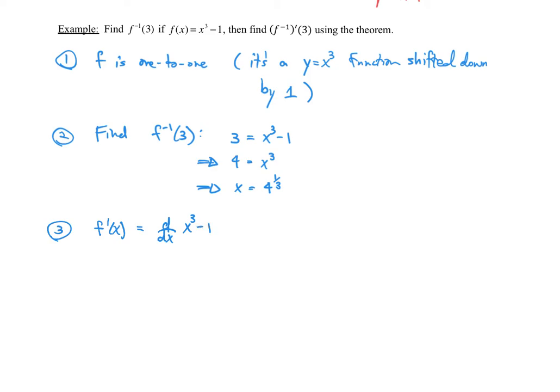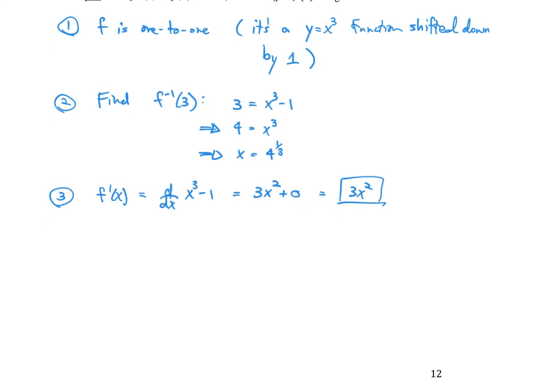So I use the power rule, right? So you bring down the 3 and you subtract 1 from the exponent. And then the derivative of a constant is just equal to 0. So let's put plus 0 there. So in the end, my derivative is 3x squared. Okay. Finally, I need to just plug it all into my formula.